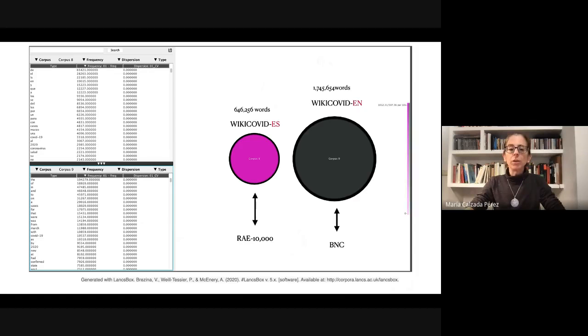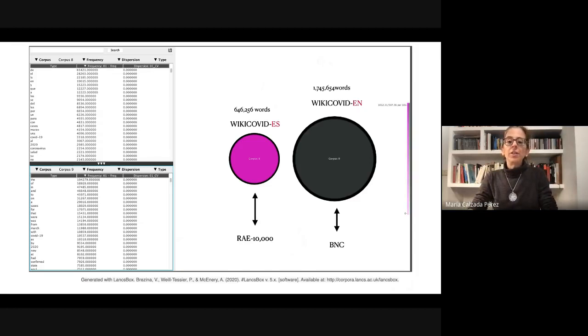I've also compiled another corpus called WikiCovid EN. Here I have included all articles that have been classified by Wikipedia in English as related to COVID-19. And there we have 1,745,654 words. So as you can see, WikiCovid EN is much larger than WikiCovid ES, but Wikipedia in English is much larger than Wikipedia in Spanish, so this is only logical.